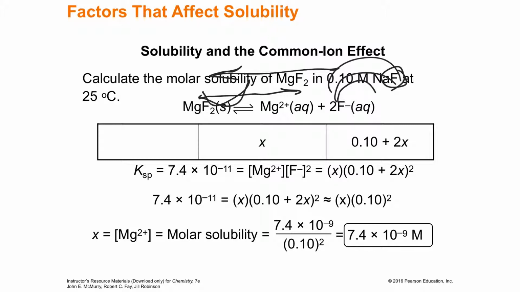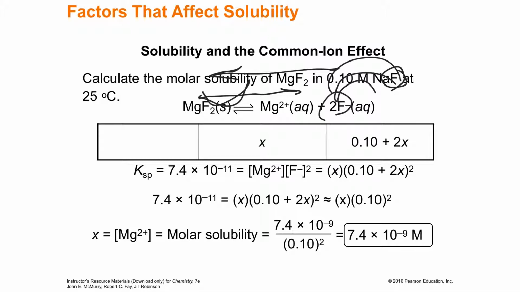So if you add an amount of a common ion, so if I'm making fluoride as one of my products, and I add some fluoride with a salt, say in this case sodium fluoride, then it's going to drive it back to the left, and by driving it back to the left, it's less soluble than it was. Okay, so here's an example.